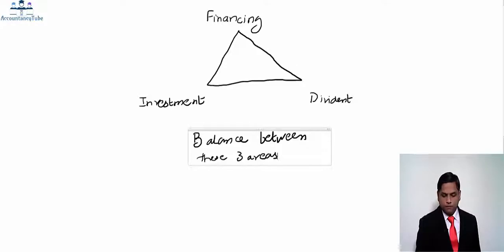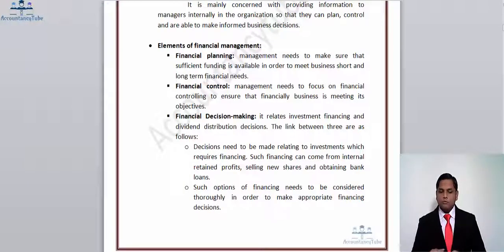Let's read out from the notes. Financial decision making relates to investment, financing, and dividend distribution decisions. The link between these three is as follows. We can understand this with the examples given below. Decisions need to be made relating to investments which require financing. Such financing can come from internal retained profits, selling new shares, or obtaining bank loans.